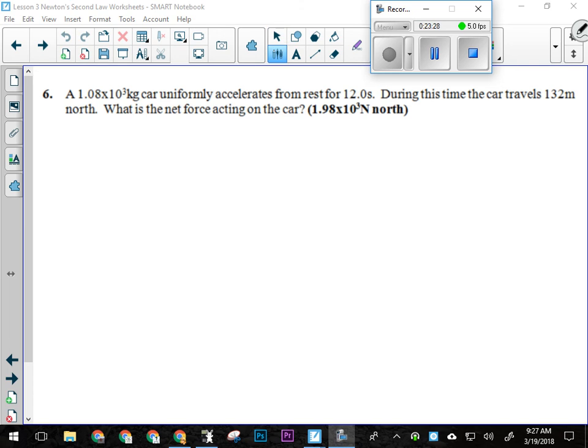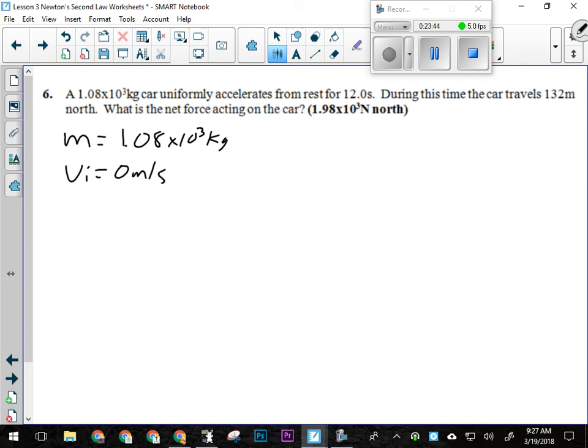So number 6 is one of these questions where you start out with a kinematics formula first. We know that the car, we know its mass, is 1.08 times 10 to the 3 kilograms, and we know that it accelerates from rest for 12 seconds. During this time, it travels 132 meters north. What's the net force acting on the car? Can I calculate the acceleration with these 3 numbers?